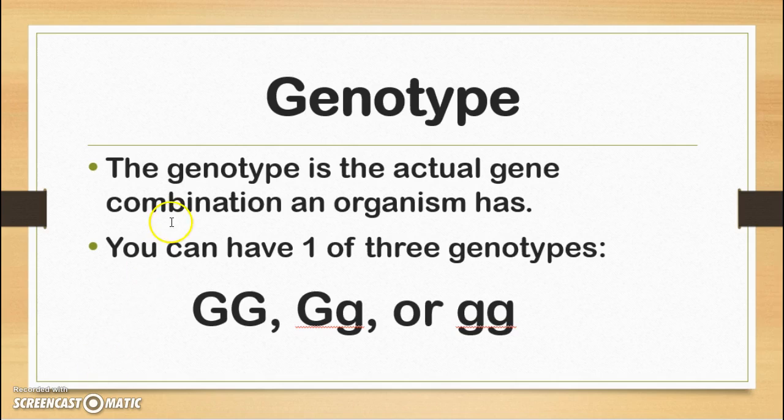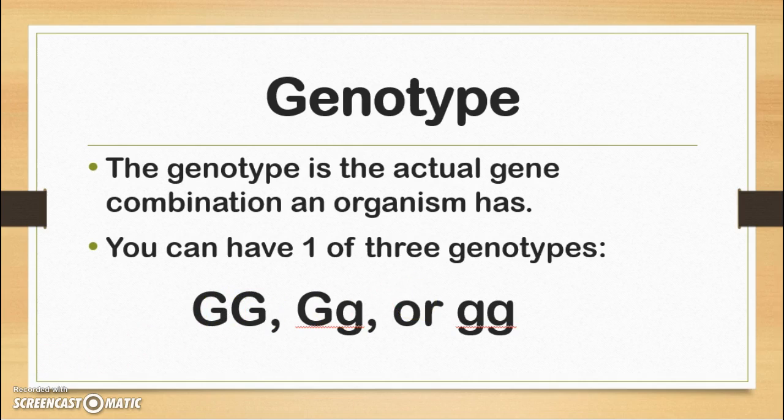The last two words we're going to talk about are genotype and phenotype. The word genotype simply means the type of gene. The genotype is the actual gene combination an organism has. You can have one of three genotypes. You can either be pure dominant or homozygous dominant. You can be heterozygous or hybrid, or homozygous recessive. You can have two recessives, a dominant and a recessive, or two dominants. This is just the gene combination.